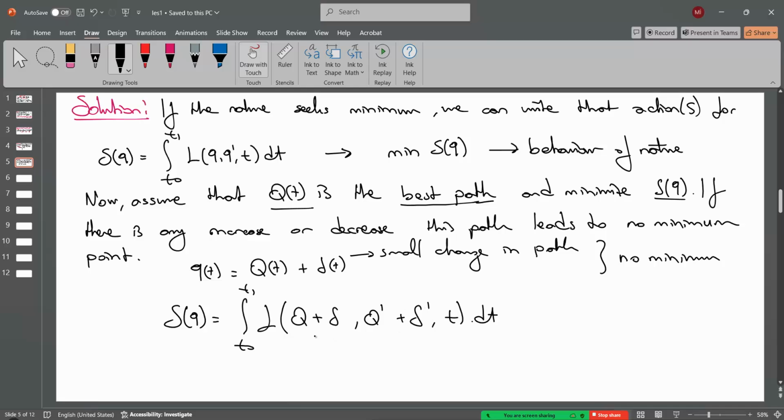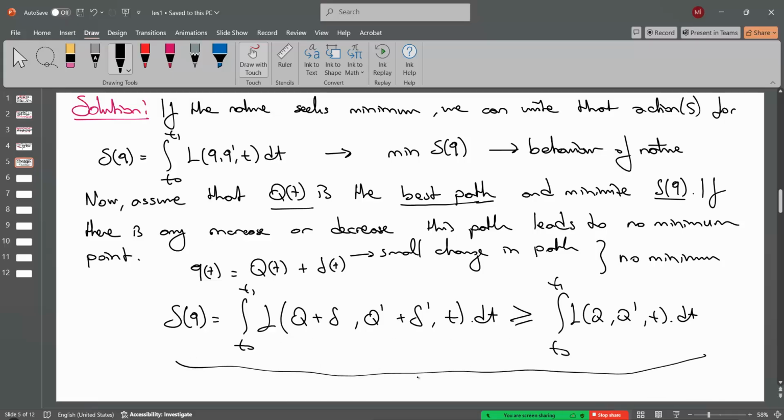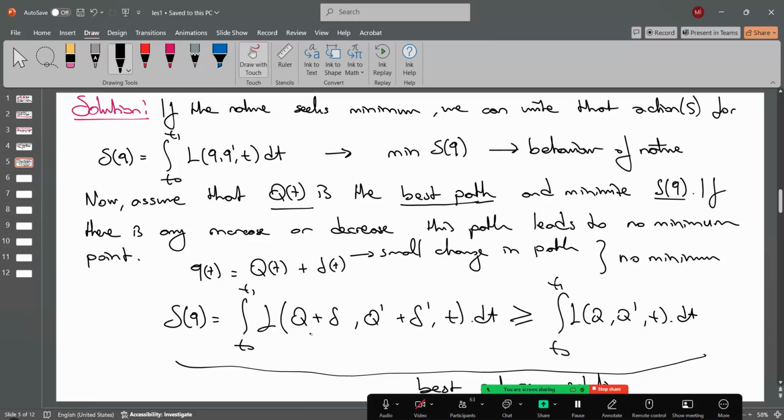But how can we analyze this one? This one is always greater than this one: the integral from t0 to t1 of L(Q, Q dot, t) dt. This is the basic equation form for the best pathway solution. Otherwise, nature does not seek the minimum form. And so, how can we solve it?